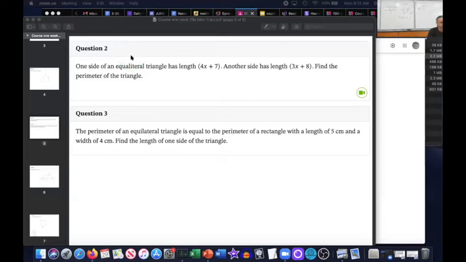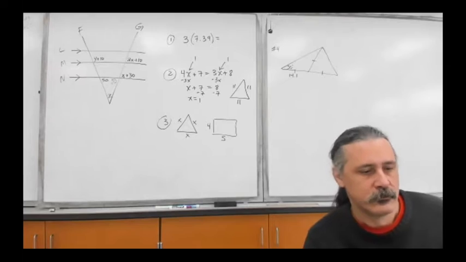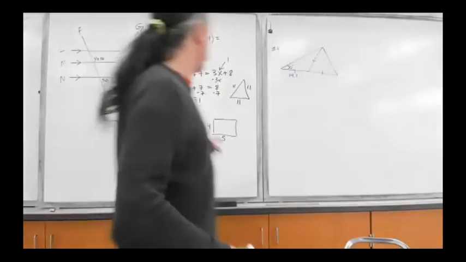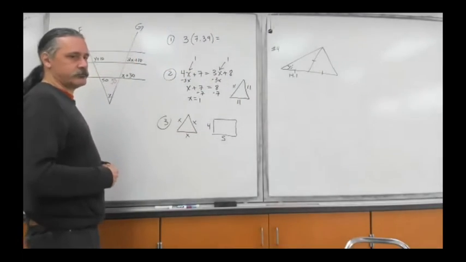All right, and then the third question. Okay, we know this is an equilateral triangle and we have a rectangle. So they're telling you that the perimeter of the equilateral triangle is equal to the perimeter of the rectangle, but they only give us the dimensions of the rectangle. All right, so we want to find some kind of equation that will help us get the length of one side of the rectangle. All right, so let's go ahead and label our variable the side of the rectangle.